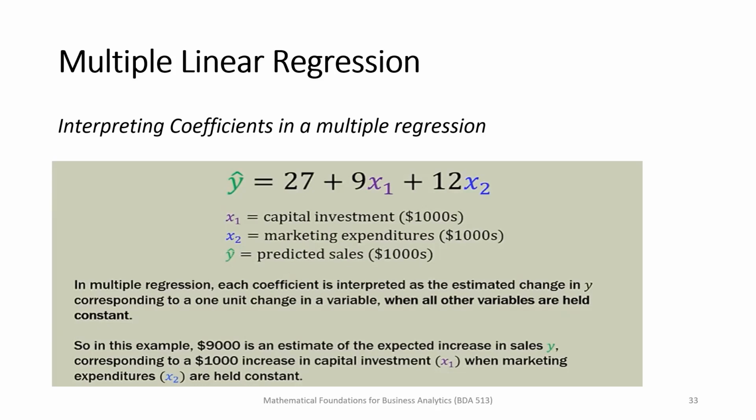So in this example, for instance, $9,000 is an estimate of the expected increase in Y corresponding to a 1,000 increase in capital expenditure when marketing expenditure is held constant. We'll do a lot more of the interpretations when we also work this using a model.